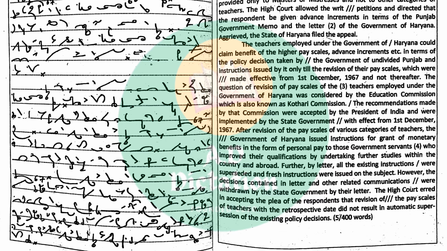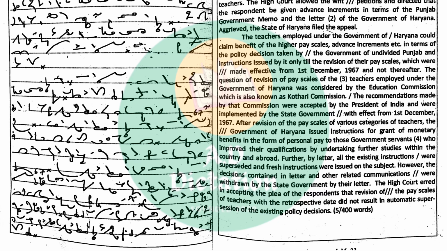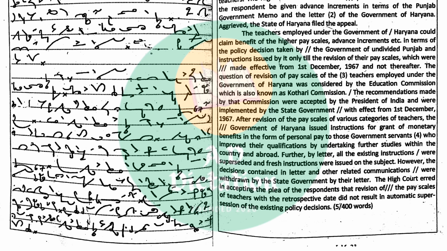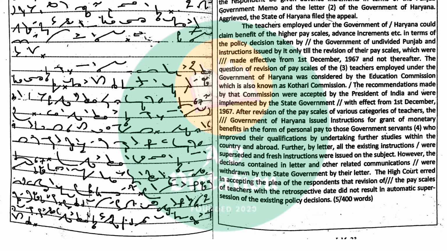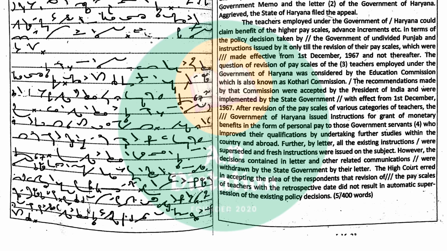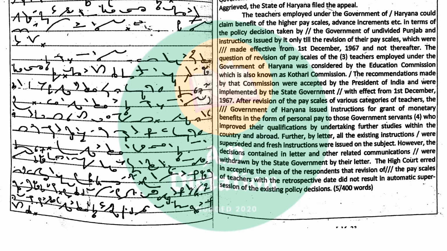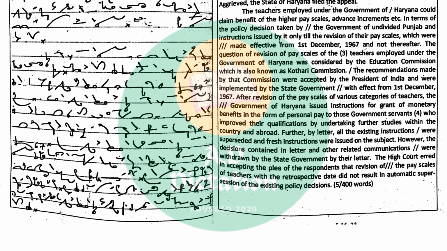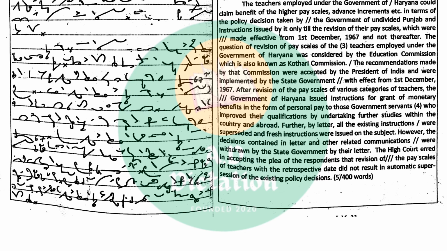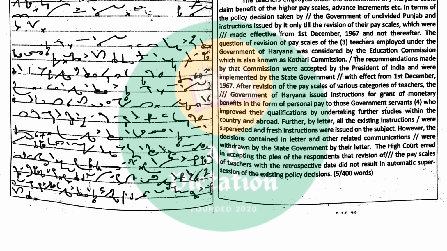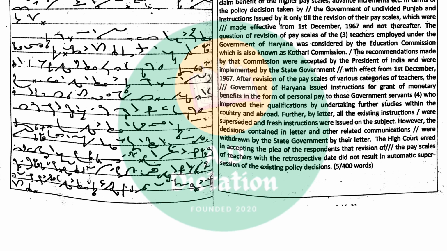After revision of the pay scales of various categories of teachers, the government of Haryana issued instructions for grant of monetary benefits in the form of personal pay to those government servants who improved their qualifications by undertaking further studies within the country and abroad. Further, by a later letter, all the existing instructions were superseded and fresh instructions were issued on the subject. However, the decisions contained in the letter and other related communications were withdrawn by the state government by their letter.